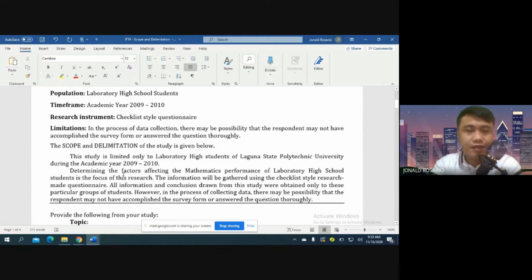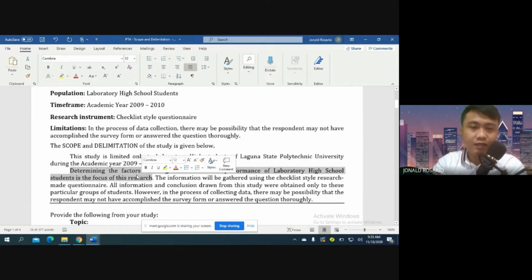Okay, and the next, determining the factors affecting the mathematics performance of laboratory high school students is the focus of this research. And determining, actually, ito yung inyong topic. At ito lang yung magdidelimit lang tayo. Doon lang muna sa factors affecting the mathematics performance. Yan. The information will be gathered using the checklist style. O saan kinuha itong checklist style? Doon sa kung paano natin mag-gather yung data natin o yung ating research instrument.